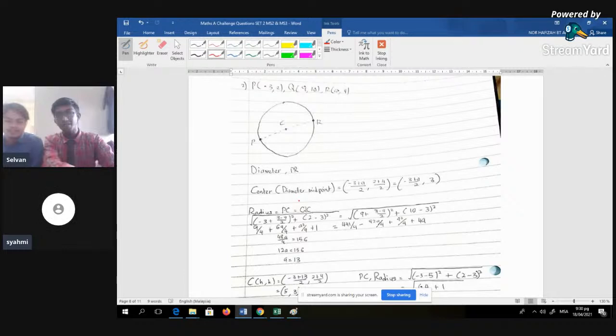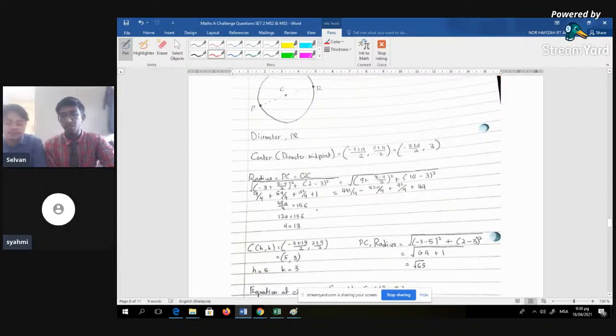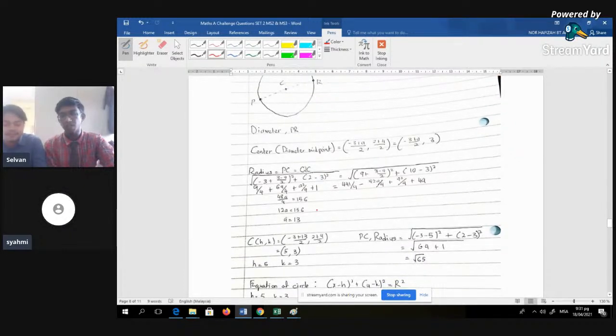So we know that PR is the diameter of the circle. So the Q coordinate must be on the circle. So we get PC equal to QC. But first of all, we must search for the center, which is the midpoint from P to R. So kita kira, kita dapat (-3 + a)/2 untuk x dan 3 untuk y. If we want to find the radius, we must use the same formula for PC and QC. So we equate with QC. Then kira-kira we get a equal to 13.